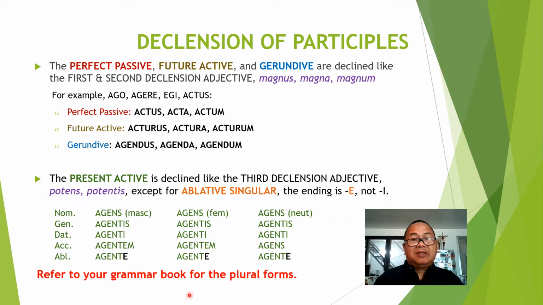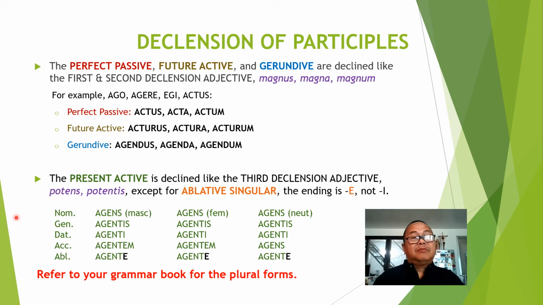Let us look at the singular only. In the first column, masculine; second column, feminine; third column is neuter. Agens, agens, agens. Agentis, agentis, agentis. Agenti, agenti, agenti. Agentem, agentem, agens. Agente, agente, agente, not i. For the plural, of course, you look at your grammar book.